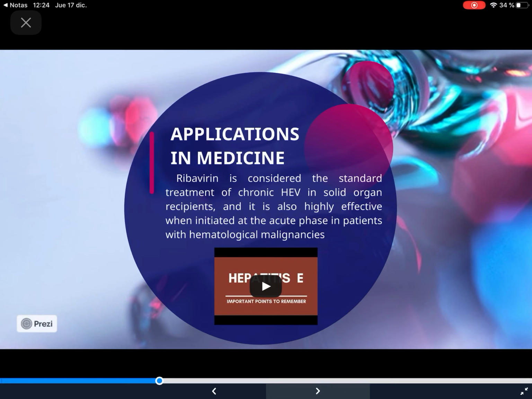Applications in medicine. Ribavirin is considered the standard treatment of chronic hepatitis E virus in solid organ recipients, and it is also highly effective in the acute phase in patients with hematological malignancies.